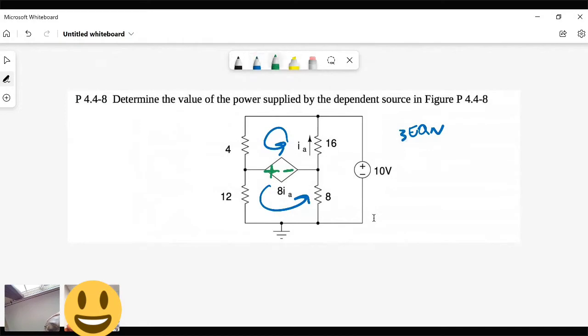With a node voltage, we've got to count our nodes. So this is our ground. And then we have 1, 2, 3. So funny enough, you have 3 equations for the node voltage, but you already know that that voltage is 10. So you really only have 2 equations. So it actually looks like node voltage is going to be easier.